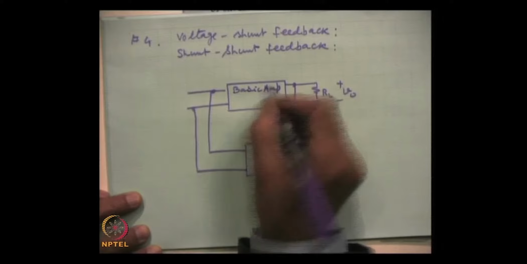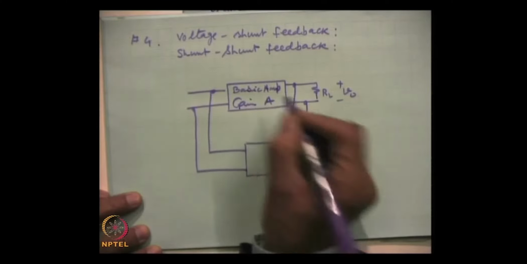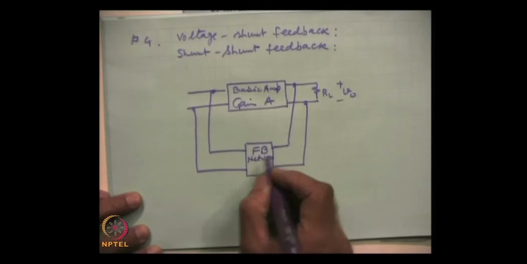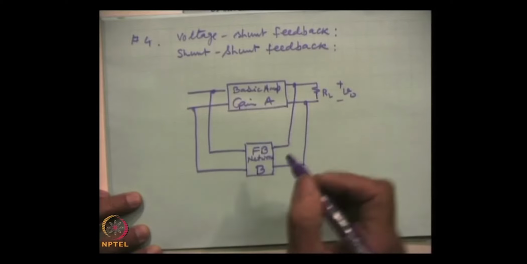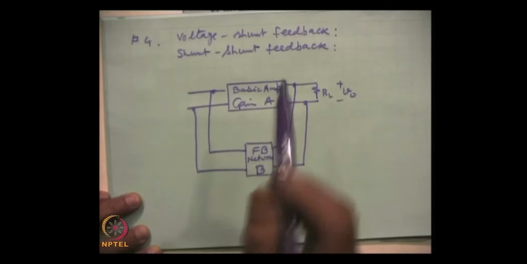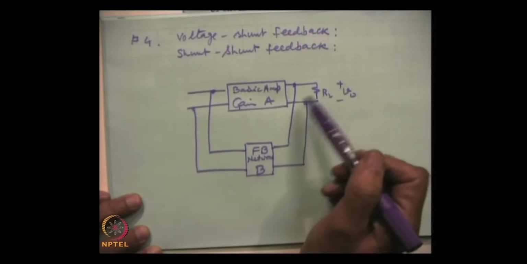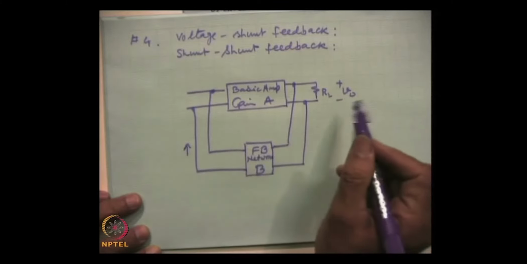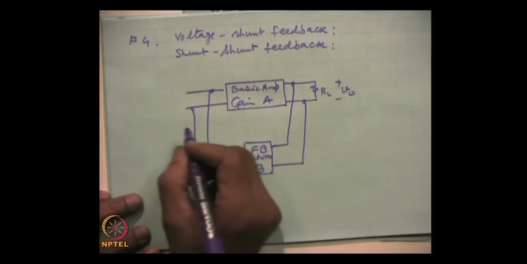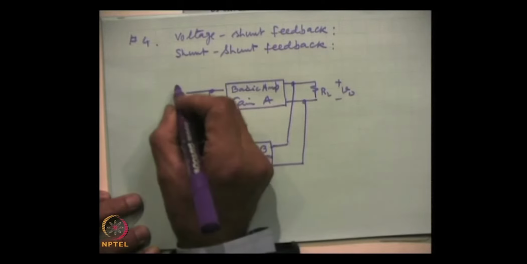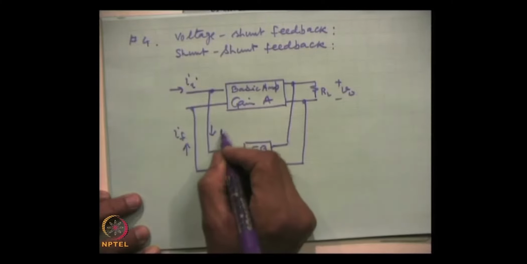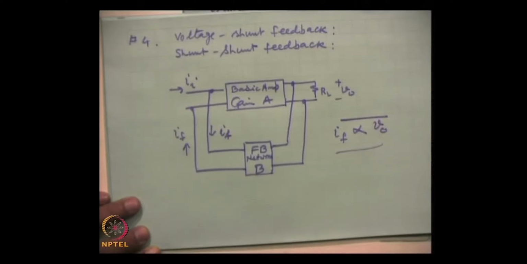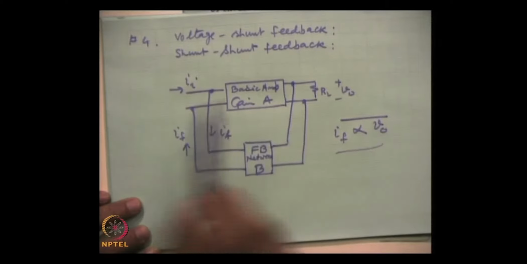the basic amplifier having gain A, open loop gain, and this is the feedback network having gain B. In this we are sampling a fraction of the output voltage, and the current which varies in proportion to the output voltage V 0 is the current which will be compared at the input with the input current I. So, I f is proportional to V 0 and this I f is compared here. So, this is voltage shunt feedback.